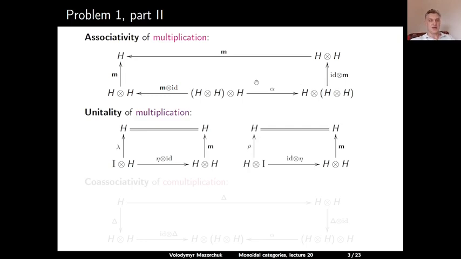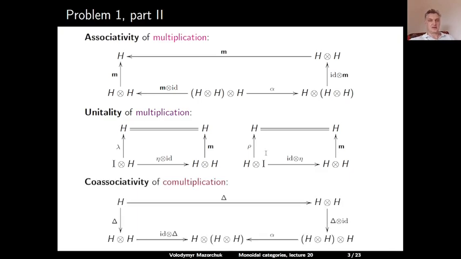Similarly, the multiplication should be unital. In other words, starting from the identity tensor H, there is a canonical map lambda to H on the one hand. Alternatively, we can apply eta to the first component to go to H tensor H and then multiply. This diagram should commute, and a similar diagram with I being on the right-hand side, which uses rho, also should commute.